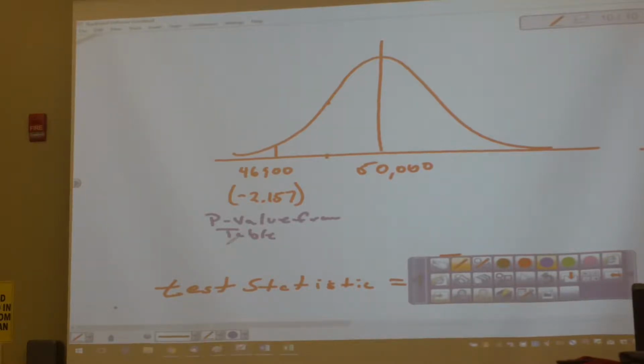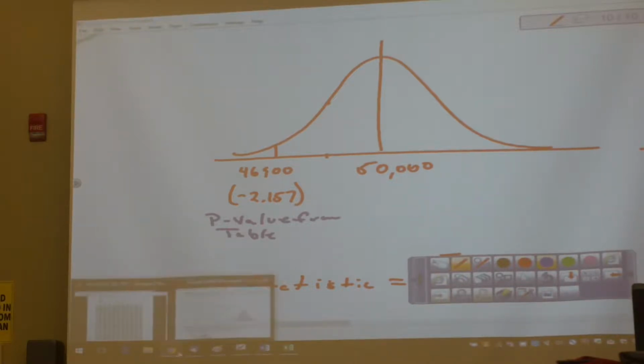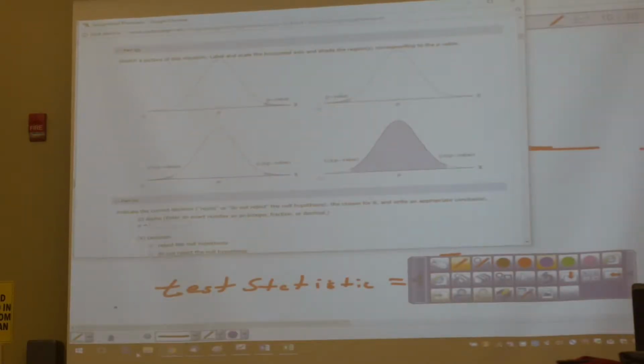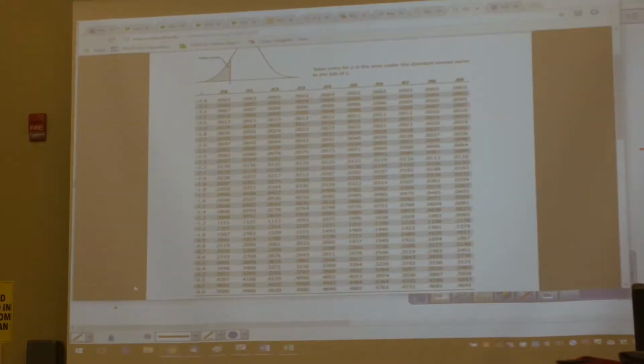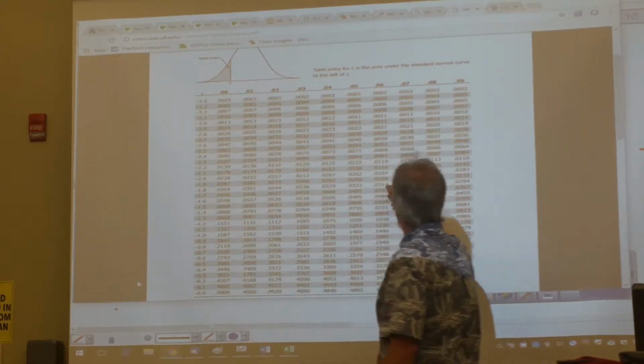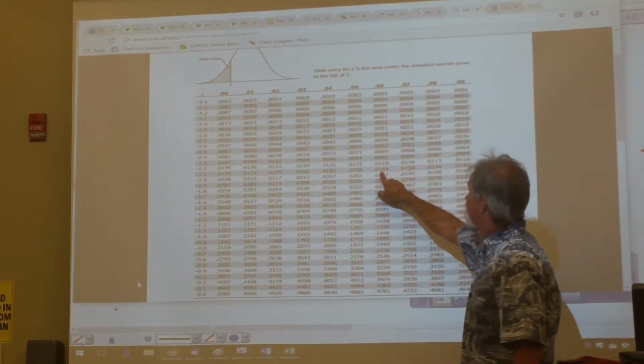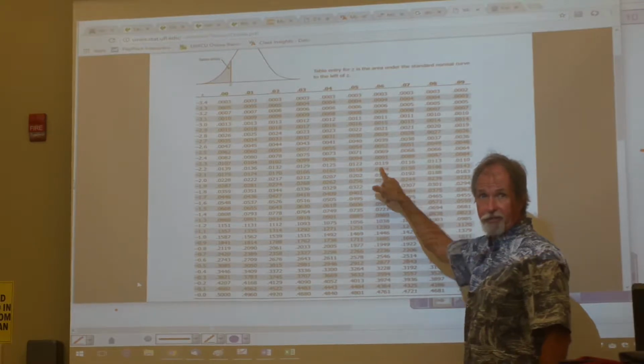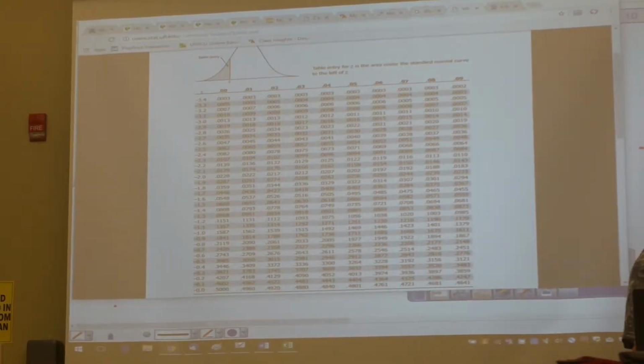Does anybody remember what I just said that was? Negative 2.16, so negative 2.16, I get a p-value of 0.154.